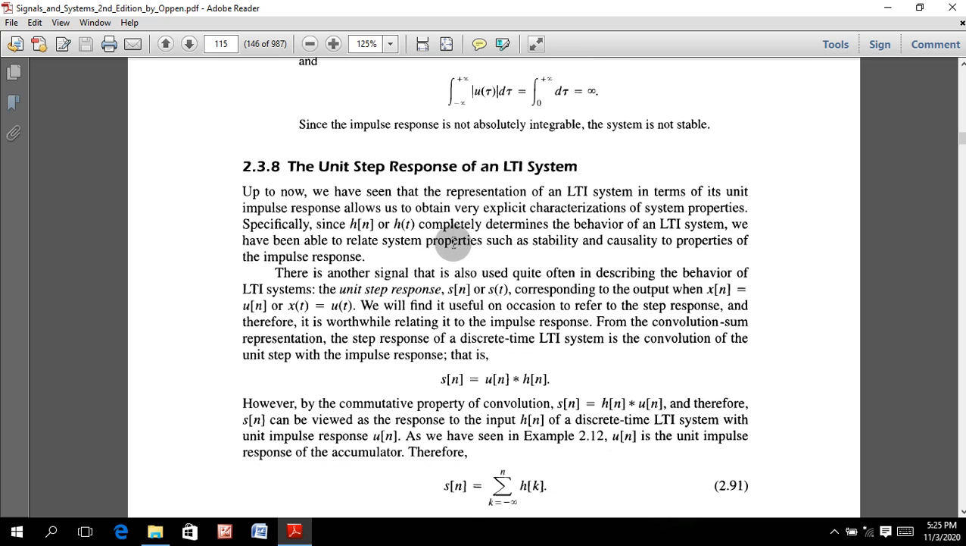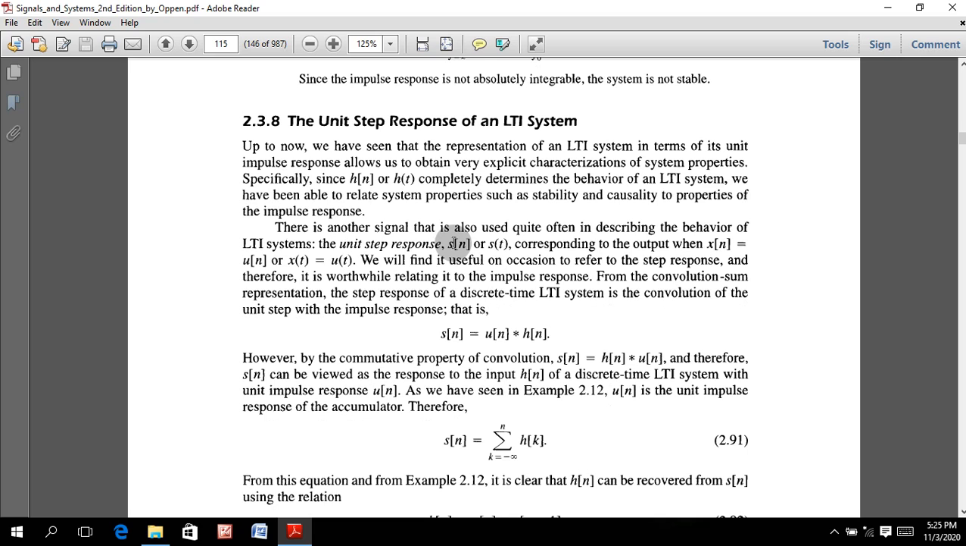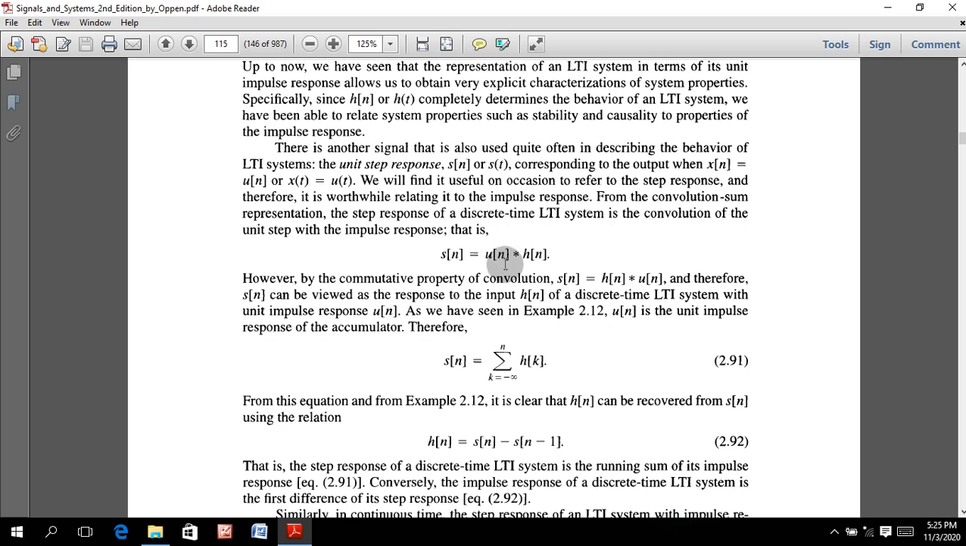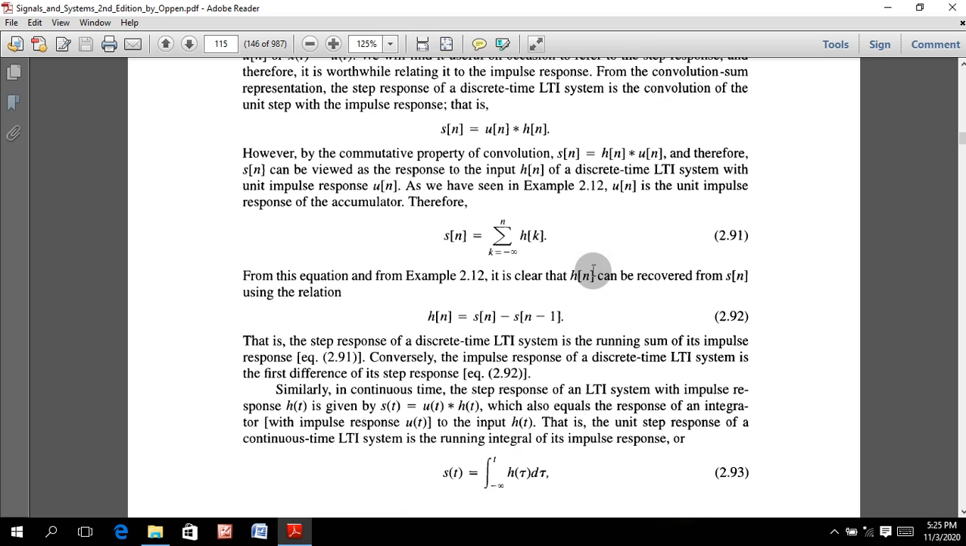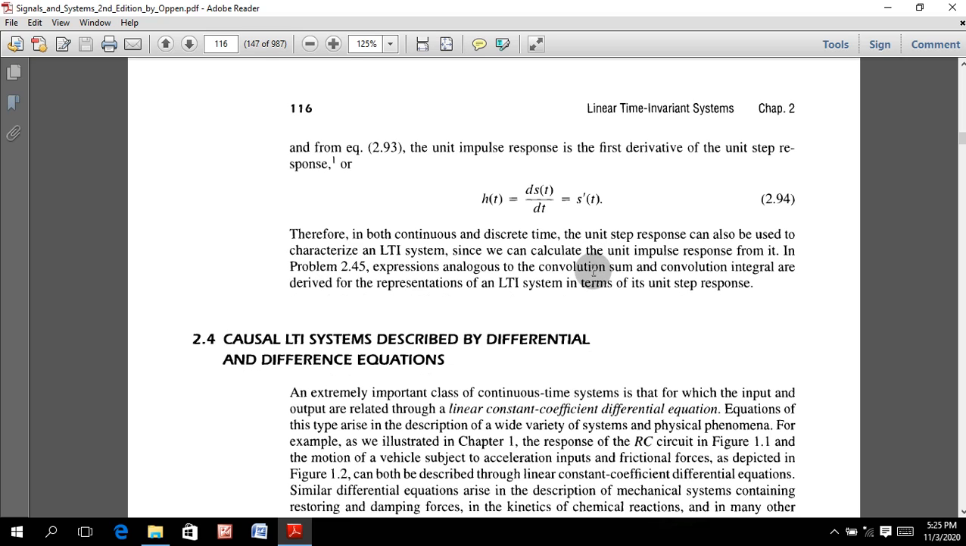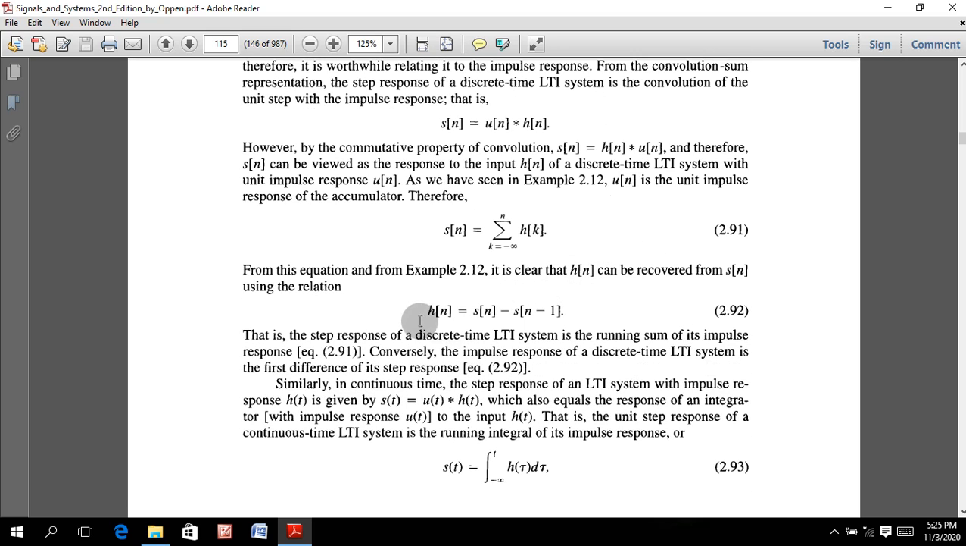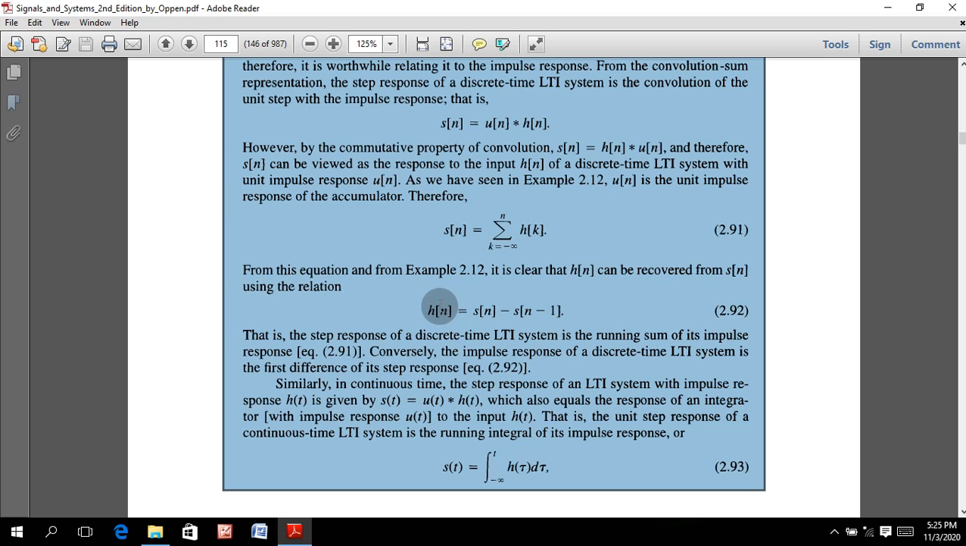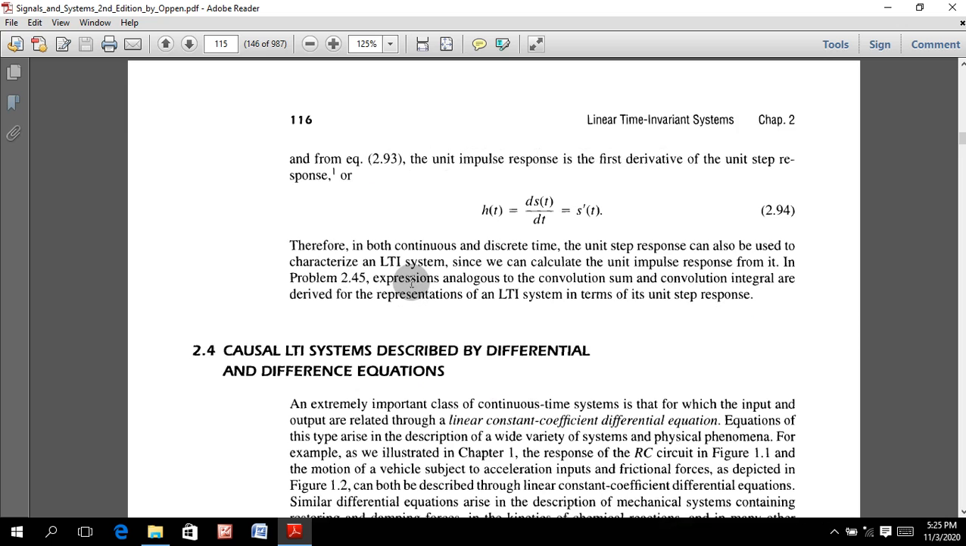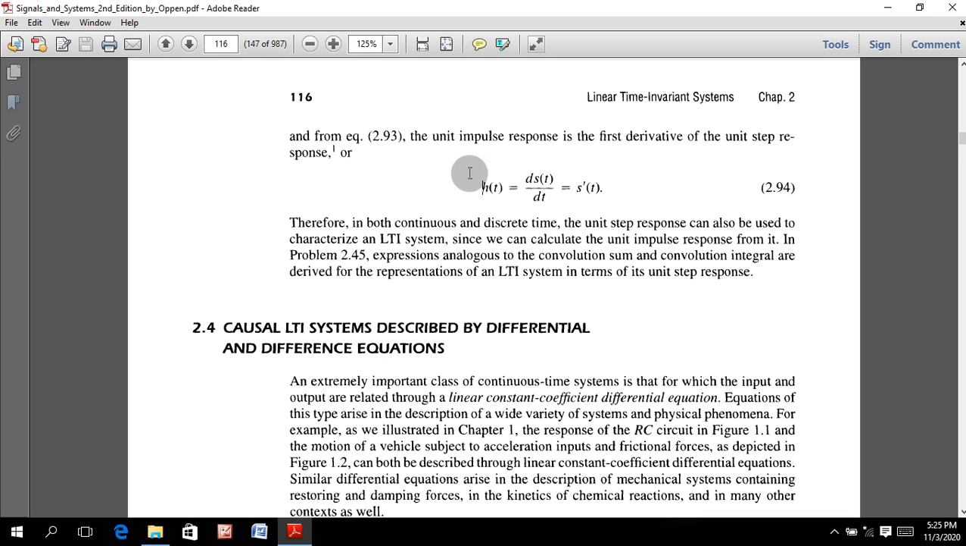Now let's get into the unit step response of an LTI system, which we have already described. It can be written with the notation s of n, the step response, equal to u of n convolved with h of n, where h of n is the impulse response. Using this equation, we can write h of t equal to d of s of t by dt.